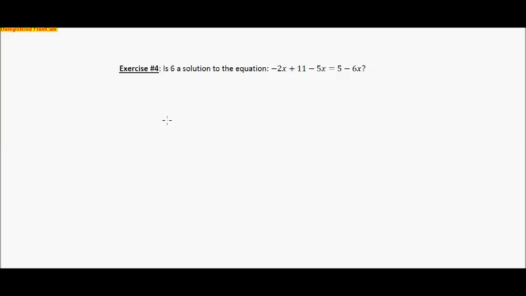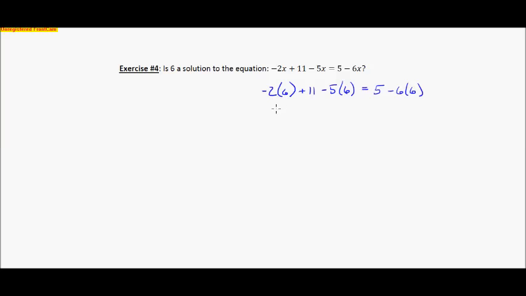And here is exercise 4, and we're doing the exact same thing. We want to know if 6 is a solution to this equation. So I've got 3 different places where I have an x, so I'm going to plug a 6 into each one of those x's. I take the x out and plug the 6 in. Alright, and now I just simply do the math on each side. Follow my order of operations.